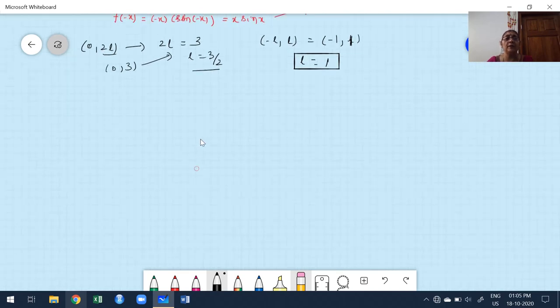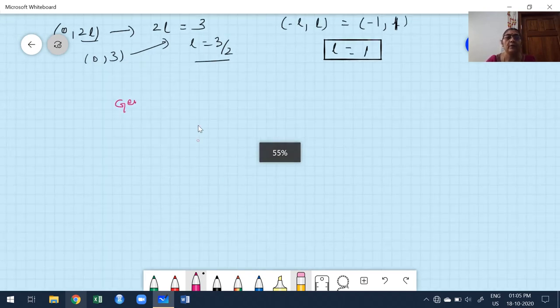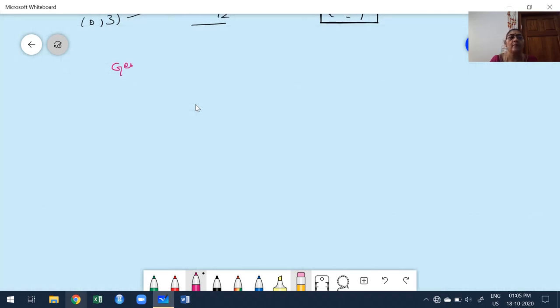Before moving to the next step, I'm going to write a flow chart. What are the things I discussed from the previous class to this class? In the previous class, I first considered the general case, the general method to construct a Fourier series. What is the general formula for the Fourier series?